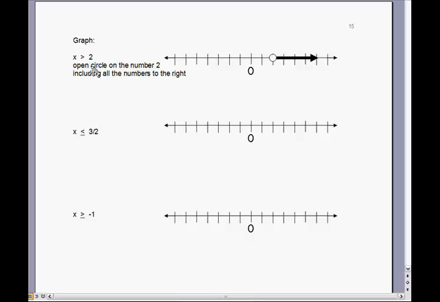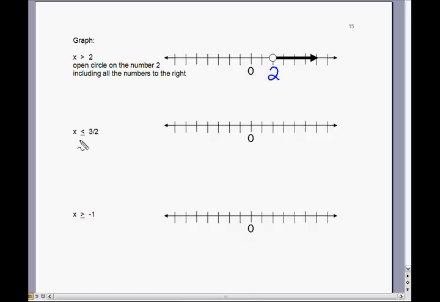X is greater than 2. Because it's greater than and there's no or equal to, we're going to have an open circle on the number 2. When there is no numbering on a number line, we'll assume each mark represents 1 unit. So the open circle at 2, and to be greater, we would shade to the right.